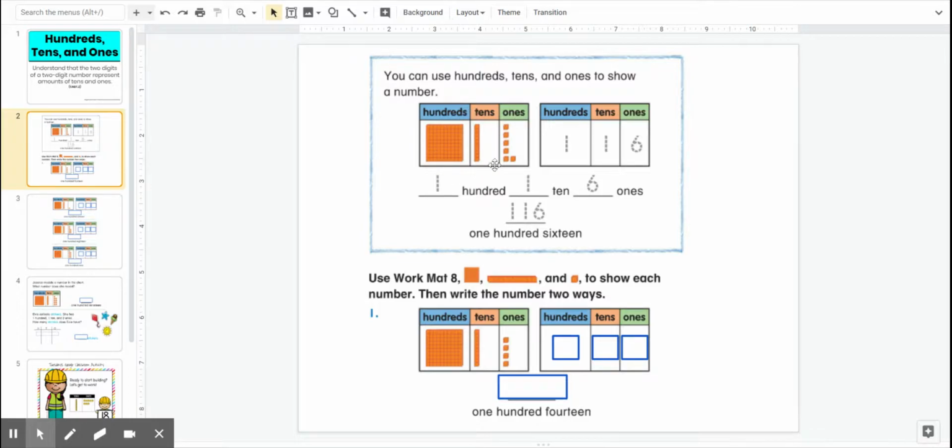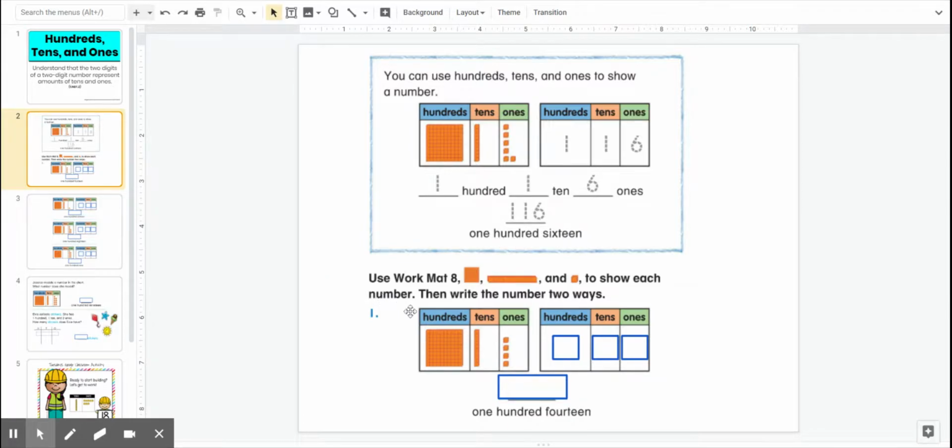So this number all together is 1 hundred, 1 ten, and 6 ones. So it's 100, 10, 6 ones. The number is 116. So that's how we're doing that.